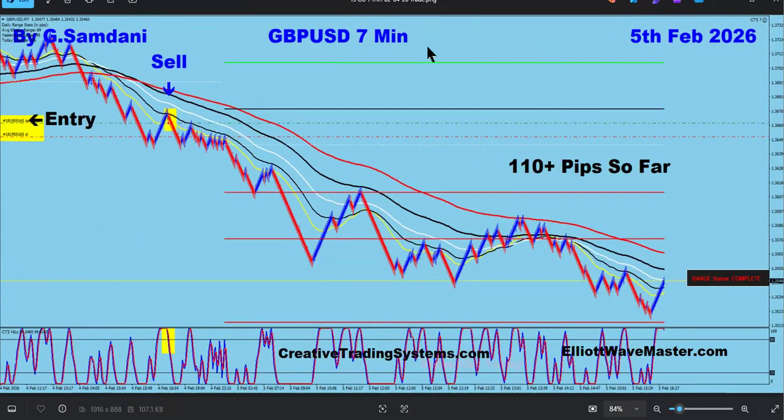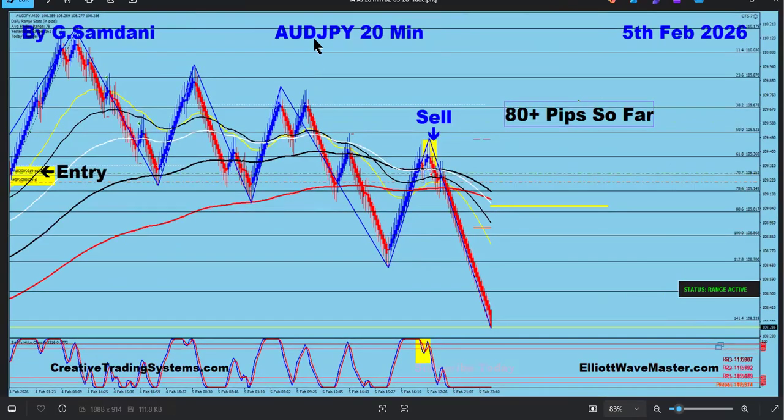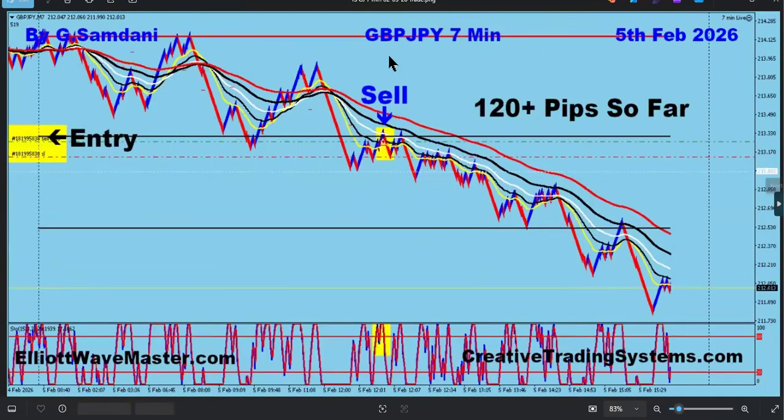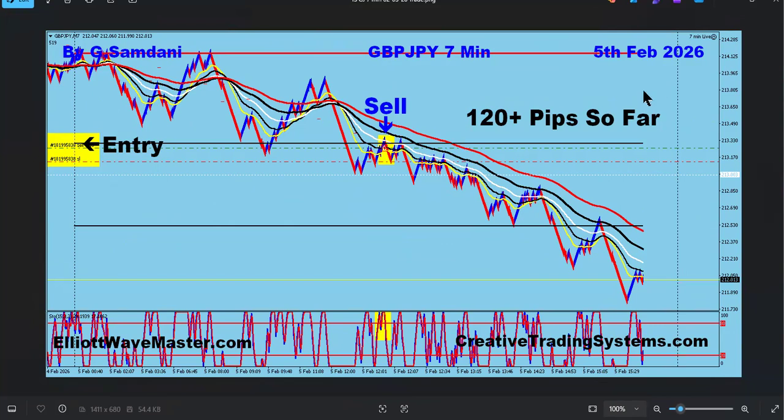Pound USD, 7-minute chart. Look at that. Beautiful entry all the way down, right? All you have to do is look at my 40-minute chart setup and then take the entry. That's it. This is Aussie yen on the 5th going down, and then Pound yen on the 5th going down for 120 pip. Beautiful entry right there. Sell orders. SL is moved to break even plus, 120 pip on the 5th.